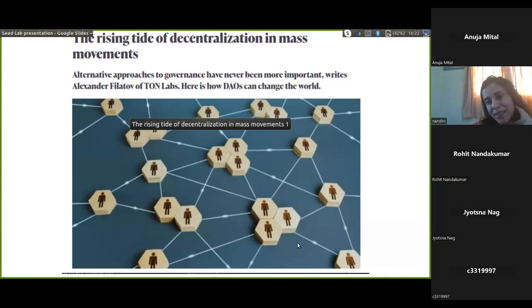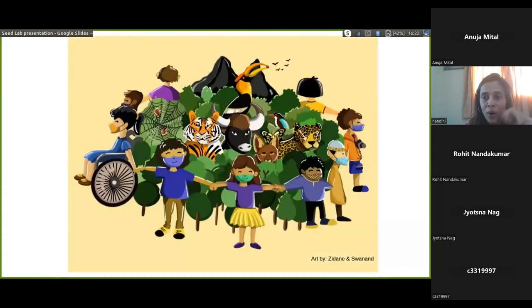But if you also look at this graphic at the same time, it's full of men that sort of look the same, which is not what I want to talk about as decentralized mass movements. So what I would like to envision as decentralized mass movements, and not only mass movements, but decentralized ways of organizing, whether it is for research and not really for movements, is how do we think about being pluralistic? How do we think about being inclusive? And this art by this boy from 12th standard, his name was Zidane, who worked with an illustrator from Bengal, Swanand, is quite illustrative of what I mean as decentralized leadership.